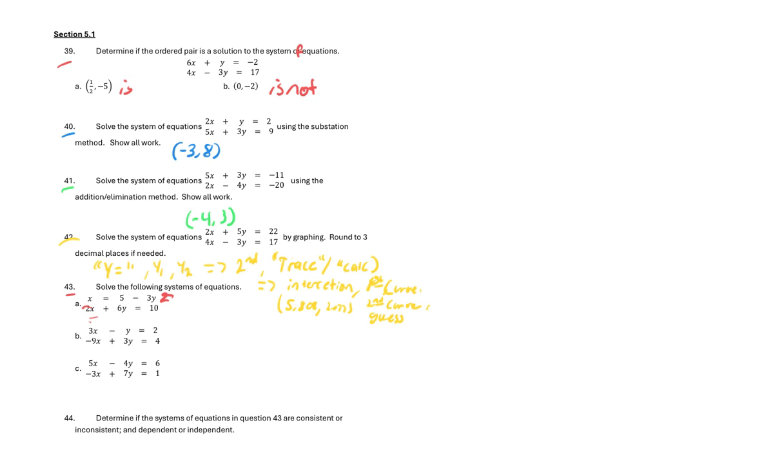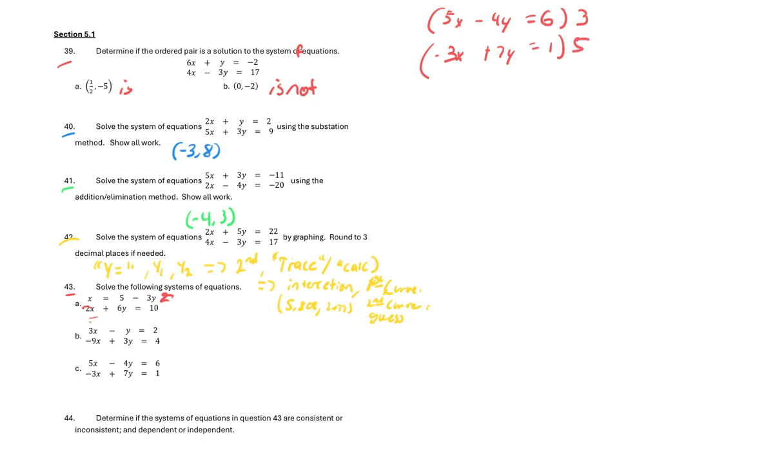So then C, we have 5x minus 4y is equal to 6. Negative 3x plus 7y is equal to 1. I can see that there's opposite signs on our x values here. So that's what I will be using. I'll be using the elimination method. So we'll multiply this top one by 3 and this bottom one by 5.